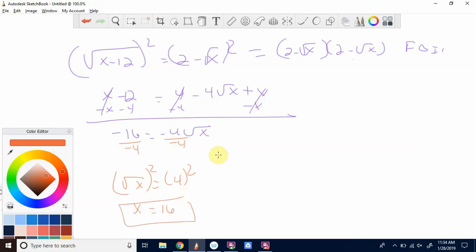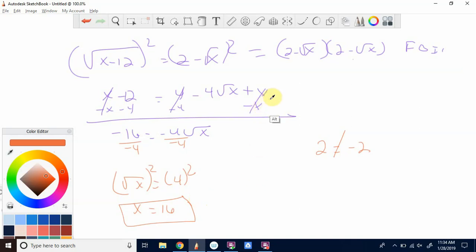I'm going to put 16 back in. When you put 16 back in, you get 2 equals negative 2. Do these equal? They look the same, but they're not the same number. They don't equal, so this is an extraneous solution, so there's no real solution. You would say extraneous, no real solution.